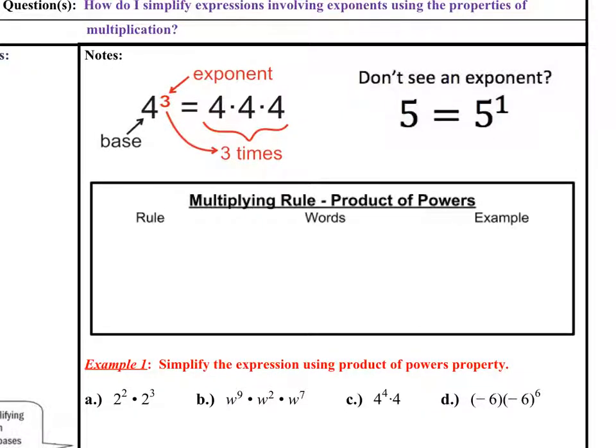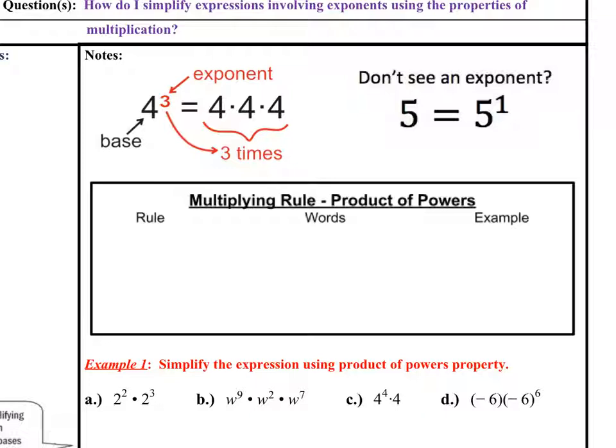You already know the basics of exponents. This is called expanded form when you write it out. Here's another one that we commonly forget. If you do not see an exponent, just like when you don't see a number in front of a variable, there's a 1. So if it's just 5, it's 5 to the first, because there's 1, 5. So there's some reminders for you.